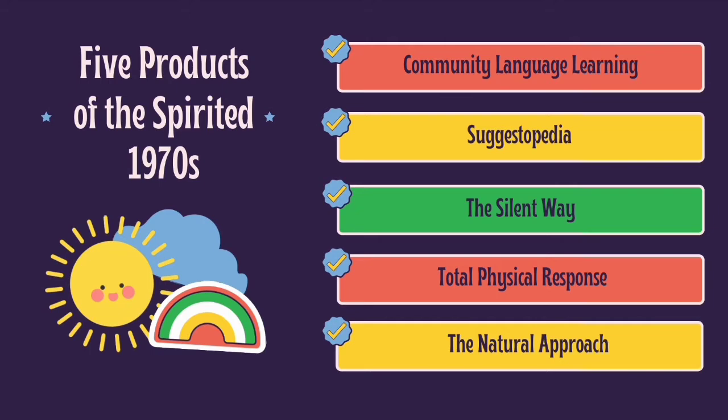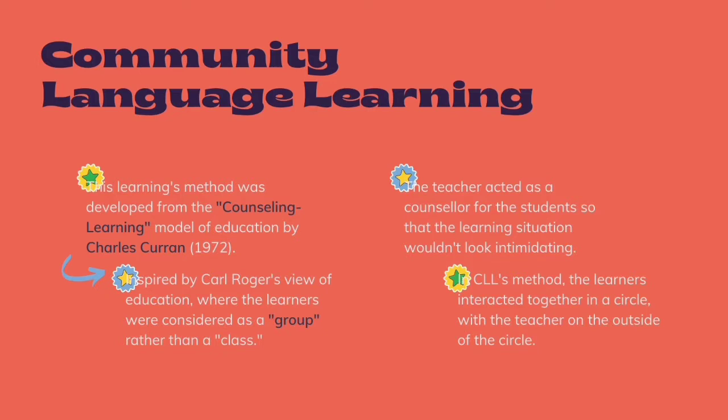The five products of the spirited 1970s consist of community language learning, Suggestopedia, the silent way, total physical response, and the natural approach. But I will only present community language learning, and the rest will be presented by the other group members. The first innovative method is community language learning.